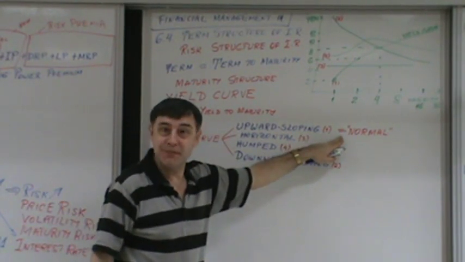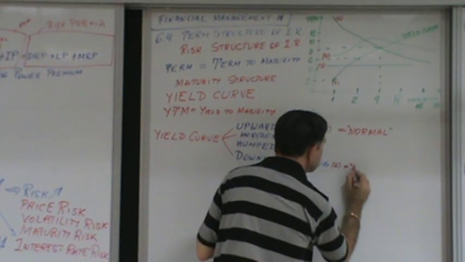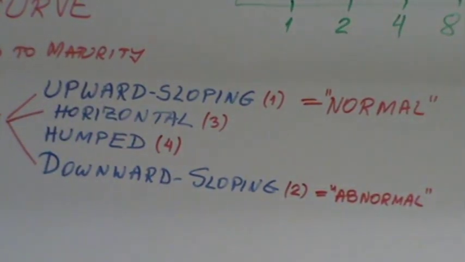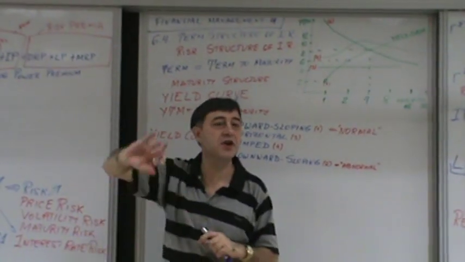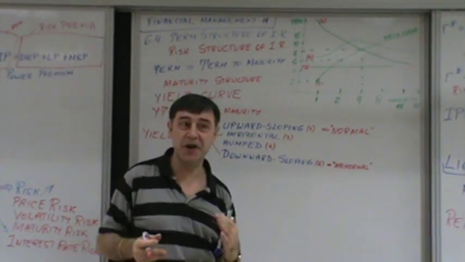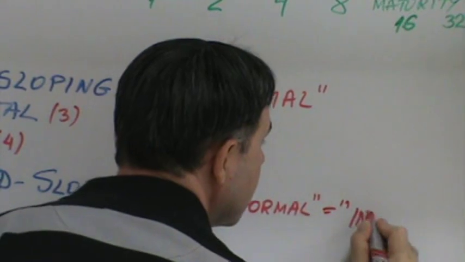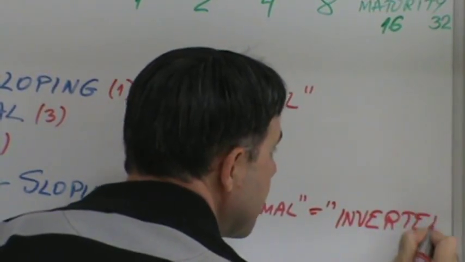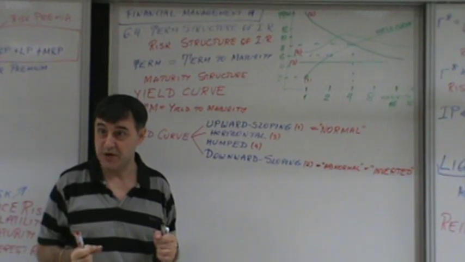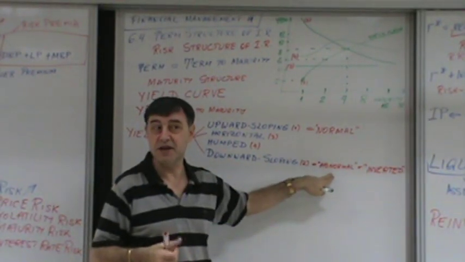Well, if upward is normal, then downward sloping will be abnormal. And they like to call it abnormal, but the most common that you'll be hearing on TV, financial media, newspapers, experts, everybody would like to call it inverted. Inverted means the opposite of what it's supposed to be. So, inverted yield curve. Okay, inverted yield curve. This means the opposite of the normal, which is the same as abnormal. All right.